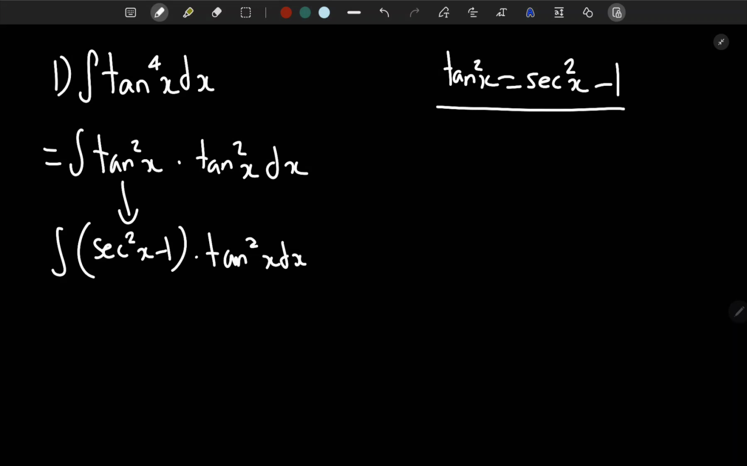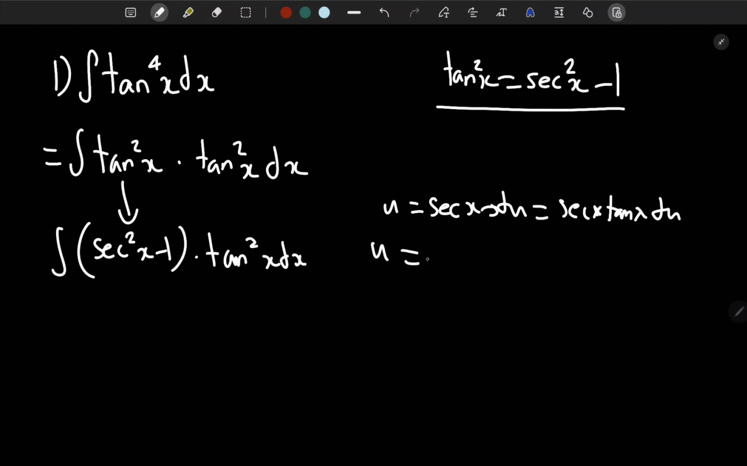And here what we are trying to do is somehow bring secant squared or secant into the equation so that we can use u substitution to cancel one of the variables. And here you might be thinking, why don't we just use u substitution here? So let's try it out right now, with u as secant x. So du will be secant x tan x dx, and this will only cancel out one of the tans, and there would still be one tan left which we won't be able to integrate, right?